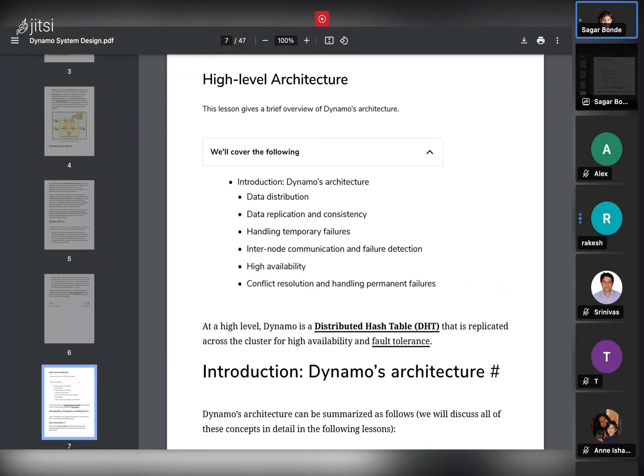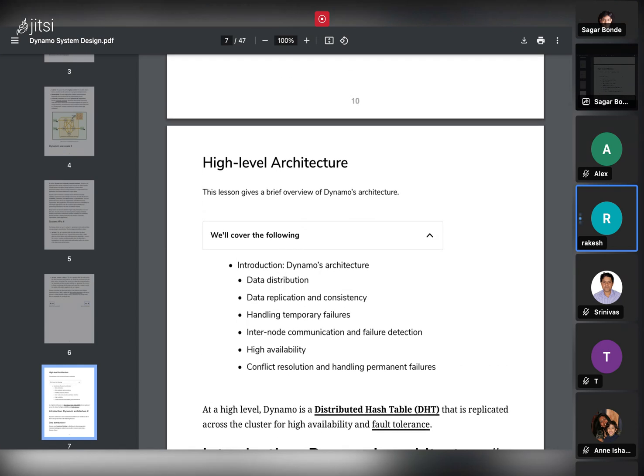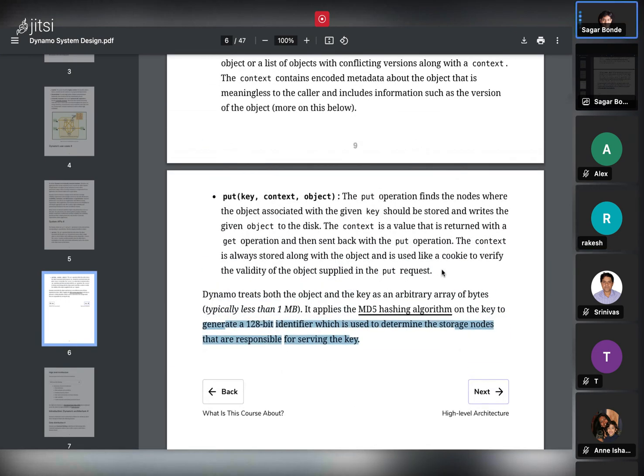Sagar, sorry, yesterday I could not join. Now, what is the context here? I think we are yet to discover that. I just wanted to highlight that there is some context they're passing for every single put, but we are yet to have the answer on what exactly it is. Okay, thanks.